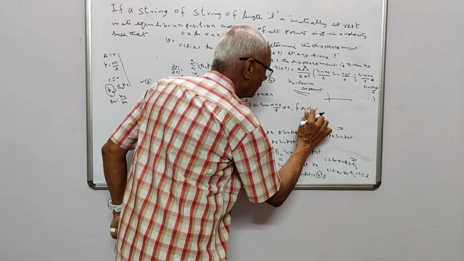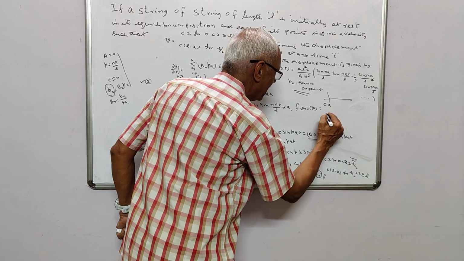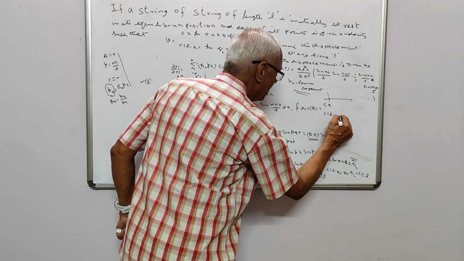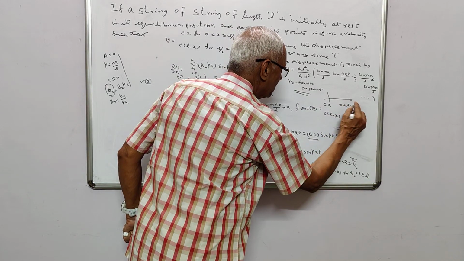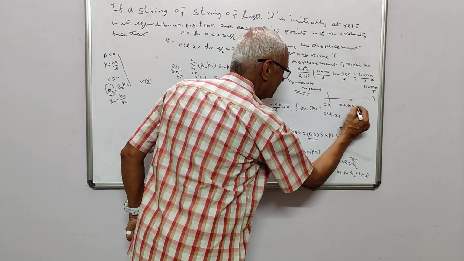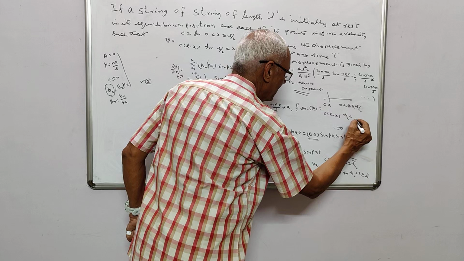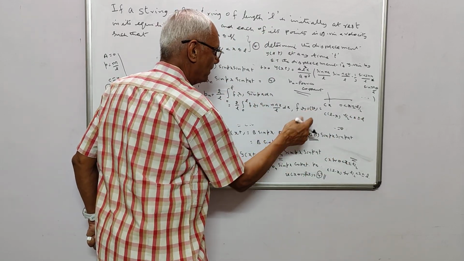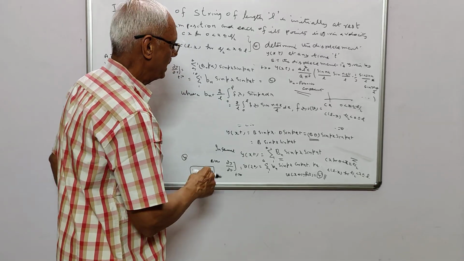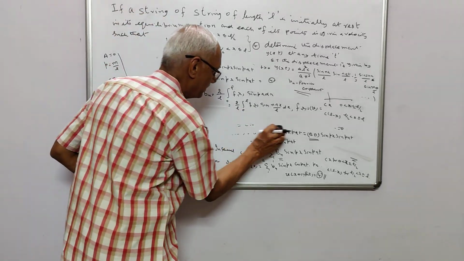This v is given as cx for 0 less than x less than L by 2, and c into L minus x for L by 2 less than x less than or equal to L. So in the place of f of x you have your v function here. So you have to put this v function. So I will start doing this.